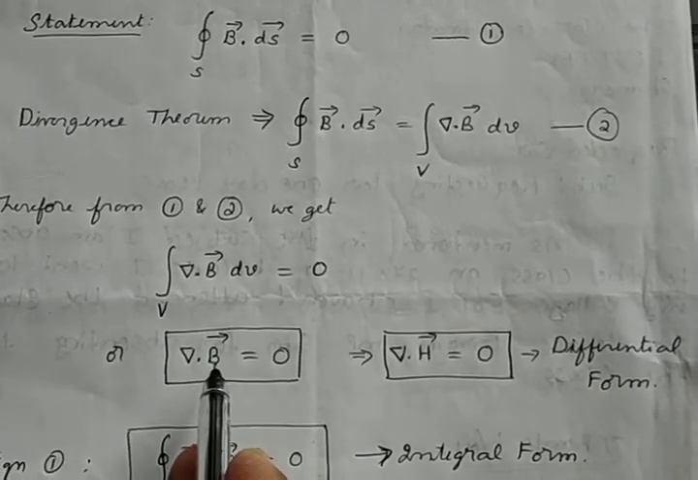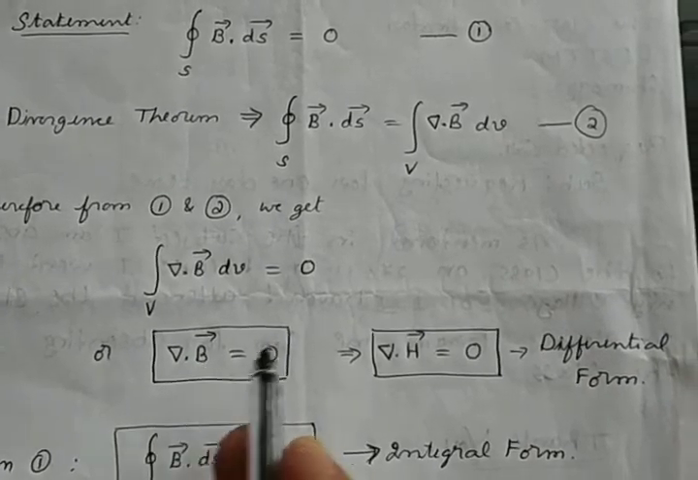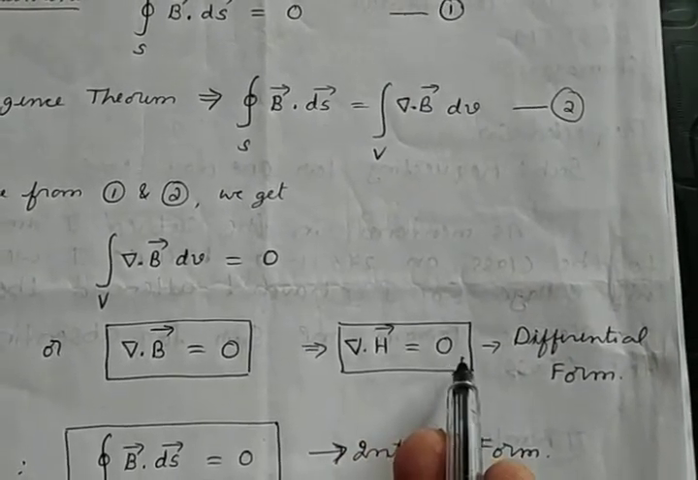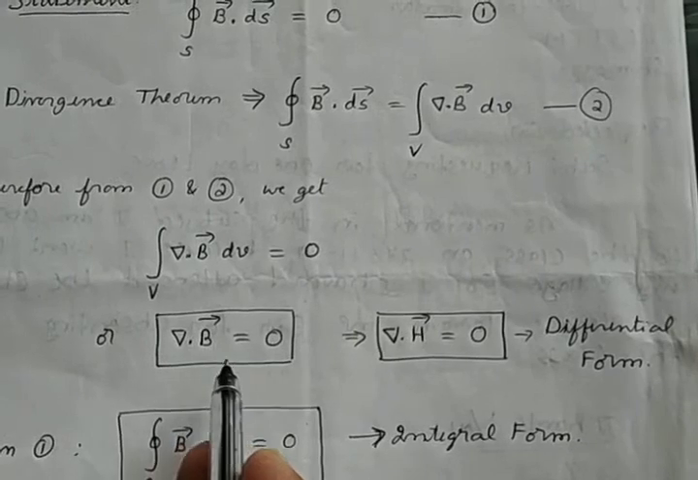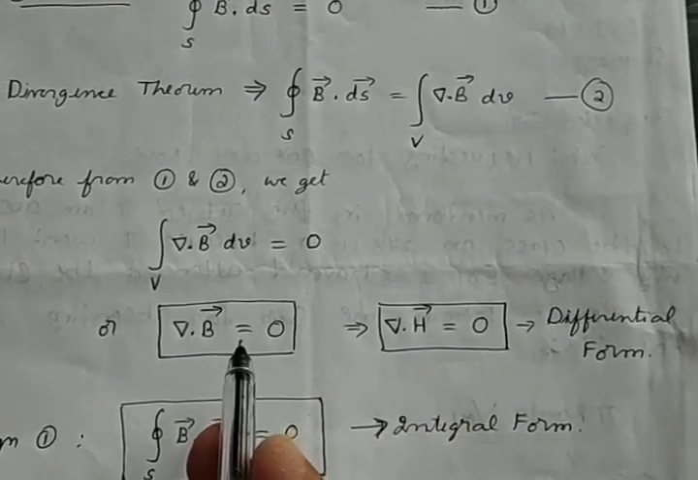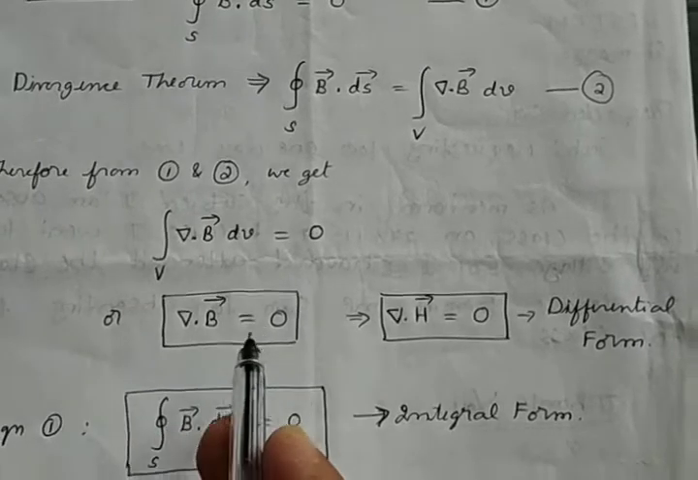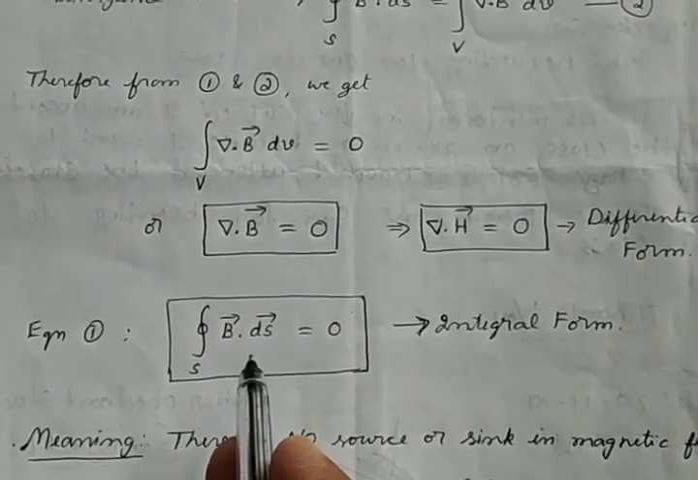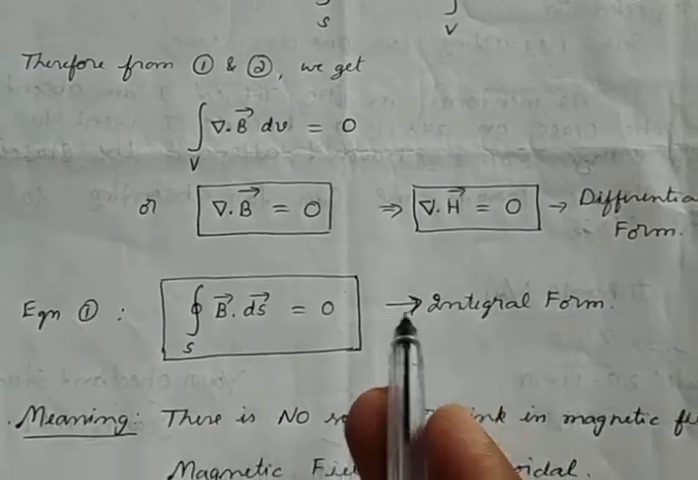Or if you write B bar in terms of H bar, mu H bar, then also you get divergence of H bar is equal to 0. So this is known as the Gauss law of magnetism in the differential form or point form. And this earlier equation is known as the Gauss law in integral form.